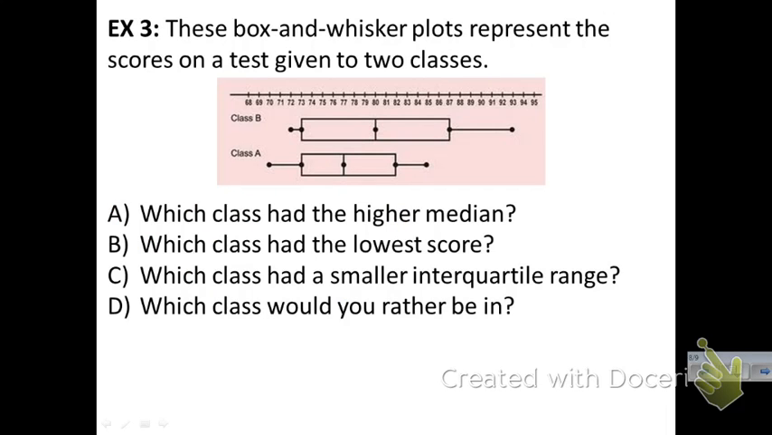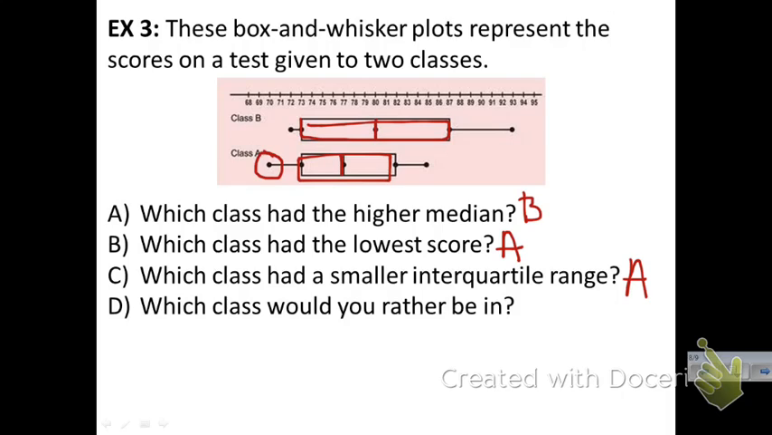Okay, example 3 is just going to give you some box and whiskers to compare. A says, which class had the higher median? Remember, the number in the middle is our median, so we can obviously see that B is better. Which class has the lowest score? That would be this value here, so class A has the lowest score. C, which had the smaller interquartile range, that's your box. So we can see here that class A has a much smaller box, so we would say that it has a smaller interquartile range. Which class would you rather be in?